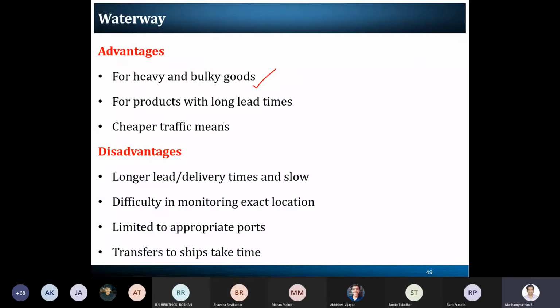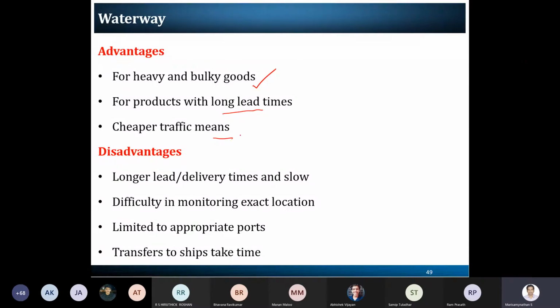Then the products with long lead times. For example, in Indian harbor areas, we ship fish to foreign countries through the waterways. So for those kinds of long-duration products, we can use the waterways, and longer distances can be covered in that particular mode. Also, it is the cheapest.